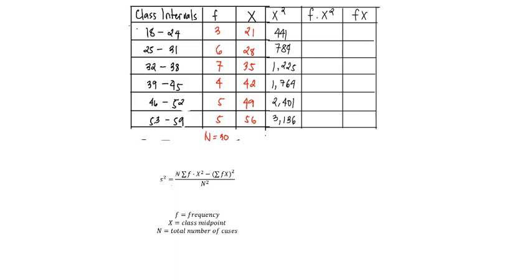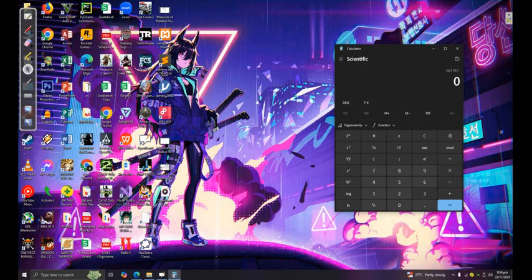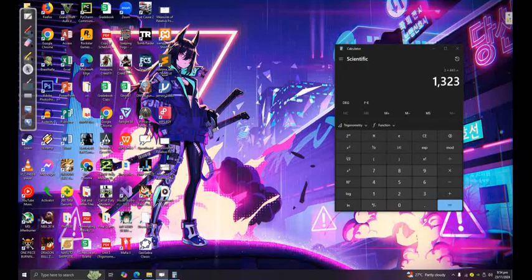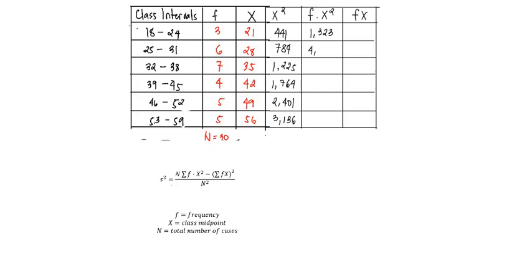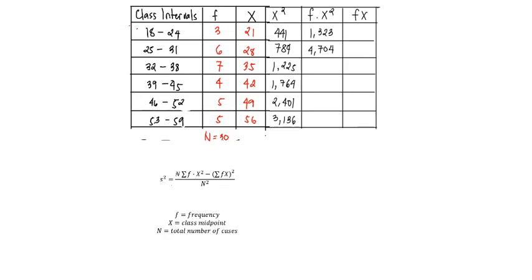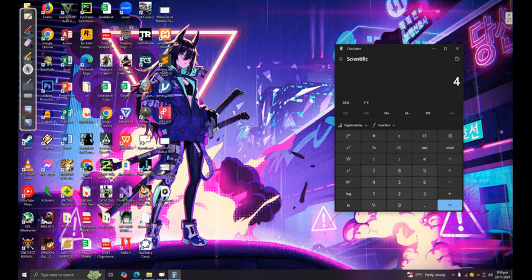Okay, and then let's do now the f times x squared. So basically, we have to multiply the f's with the x squared. As an example, that is 3 times 441, which is 1323. Okay, and then let's do 6 times 784, which is 4704. And then let's do 7 times 1225, which would give you 8575. And then let's do 4 times 1764, which is 7056.